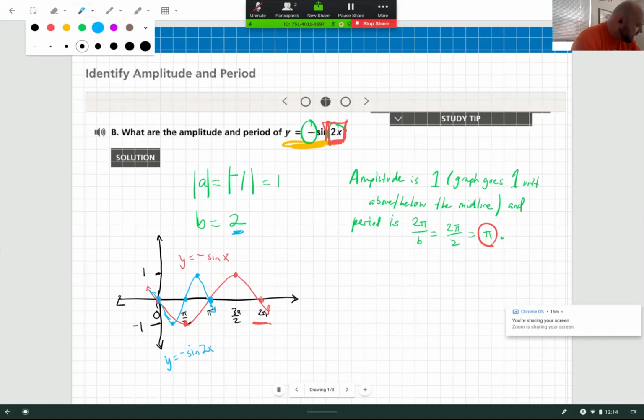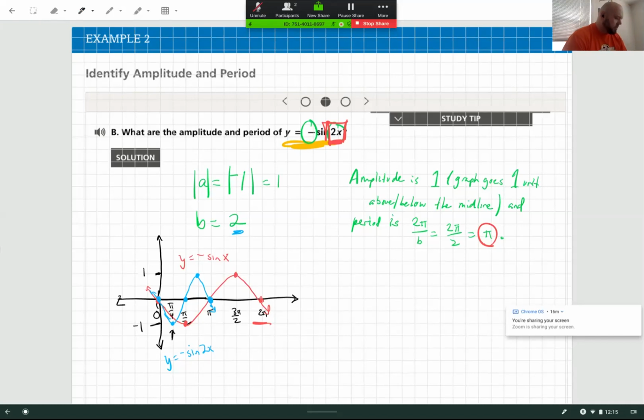So I do want to point out what x value this is right here. Halfway between 0 and pi over 2 is pi over 4. And then this x value right here is halfway between pi over 2 and pi. And so this point right here is 3 pi over 4. Okay, so that's part B. That's what that looks like.